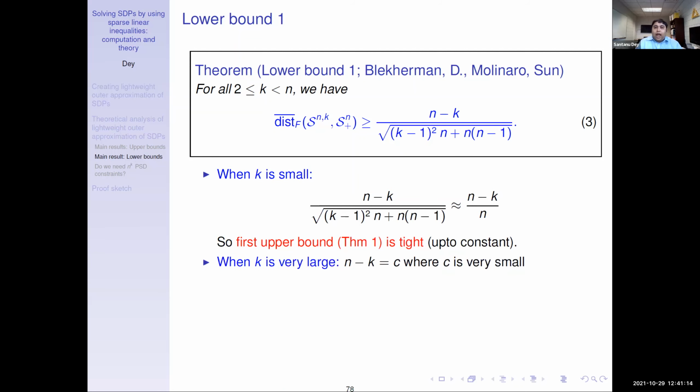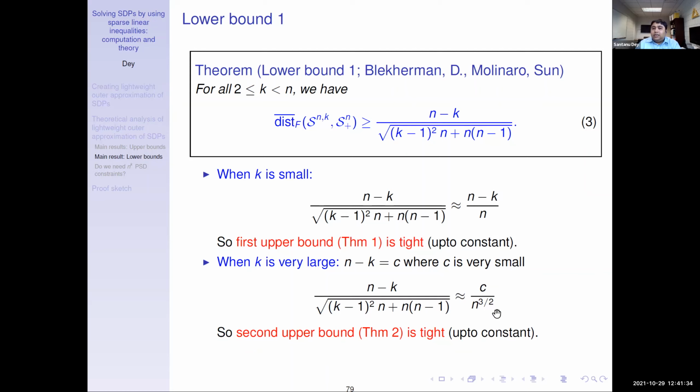Okay? And let's look at the other regime. If k is really large, k is essentially a constant away from n. Okay, now let's look at this term again. Now notice that this is n squared, but this k looks like n. So this is sort of an n cubed. There's a square root term, and so essentially you get this distance, which looks like our upper bound from the second term.